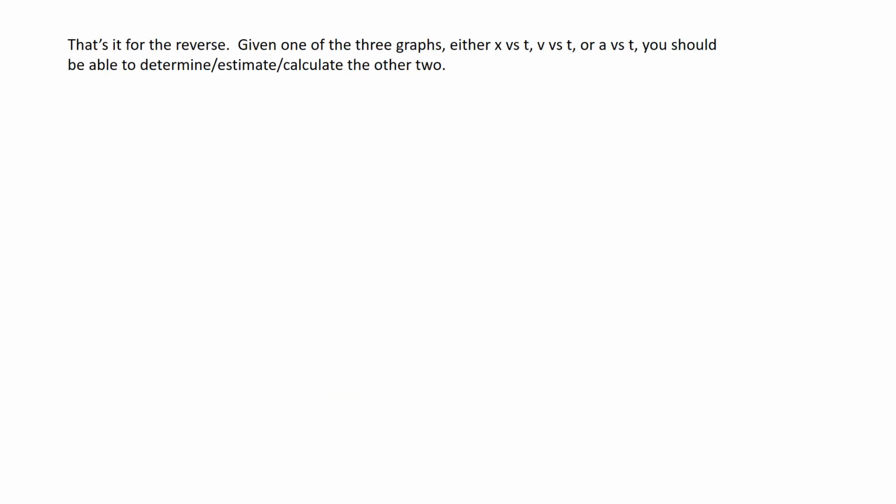That's it for the reverse. Given one of the three graphs, either an x versus t, a v versus t, or an a versus t, you should be able to determine, estimate, or calculate the other two, either by taking slopes or areas or whatever combination you need to do.